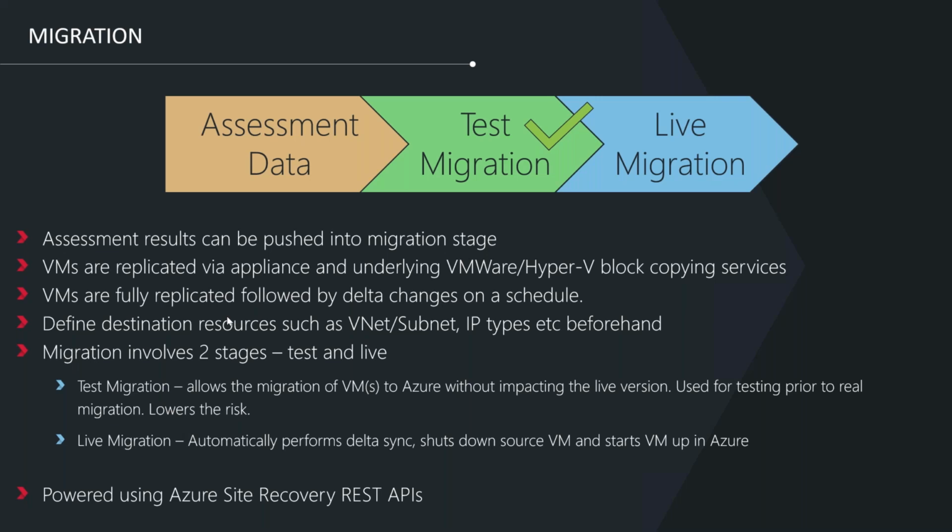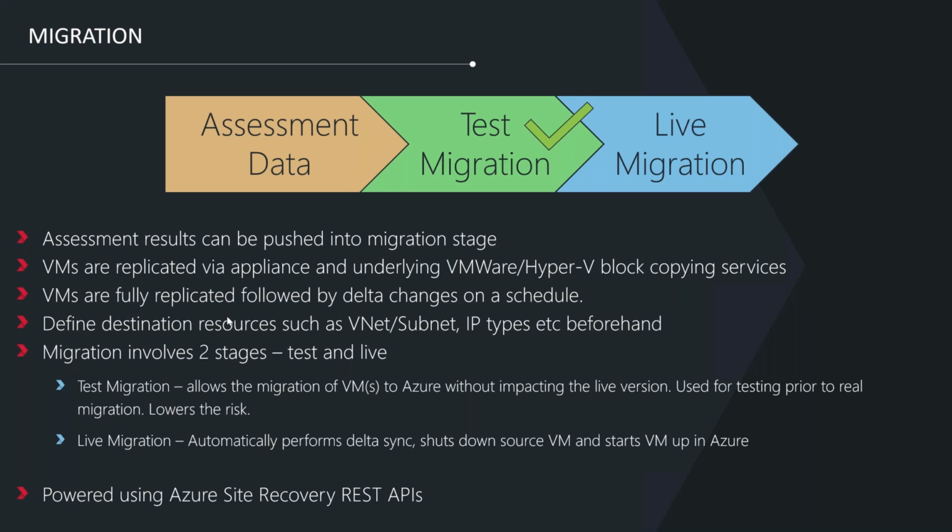We have a test migration, which is basically going to spin up a copy of that particular virtual machine, but it's not going to impact on the live virtual machine running on premises. So the idea being, we can do a test migration to see if that particular virtual machine will come up in Azure and see if there's any problems or not. We can double check everything, and then we can bin that off if we're happy with that. Tick that off, really low risk, and it gives a lot of peace of mind from a migration perspective.